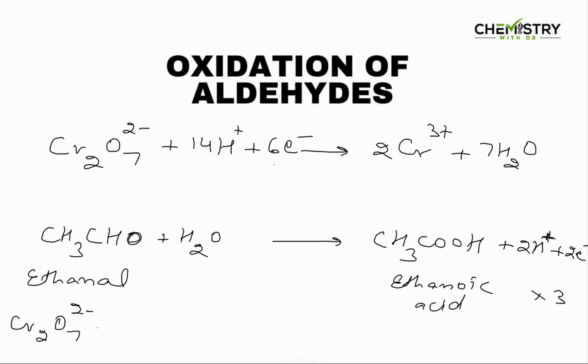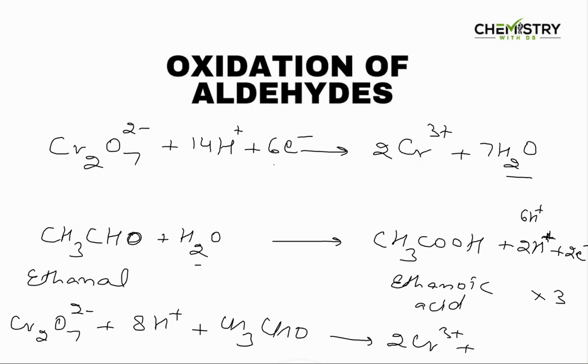which is dichromate ions plus 14H+. Multiplying by 3 gives 6 hydrogen ions on the other side, so instead of 14 we'll write 8H+ here. 8H+ plus CH3CHO, and there is 1 water, so there are 3 waters here after multiplying by 3 and 7 water here, so therefore we would have 2Cr3+ plus 4 water plus CH3COOH.